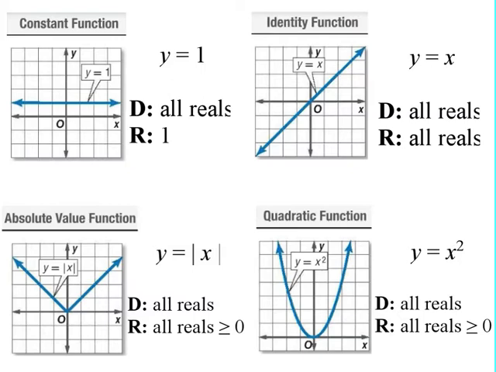Now it's important that you're able to look at those and identify them. Constant function is just going to be a horizontal line. Identity function is going to be a line. Absolute value function is going to be a V. That should be the one that we all get. And the quadratic function is going to be a parabola.